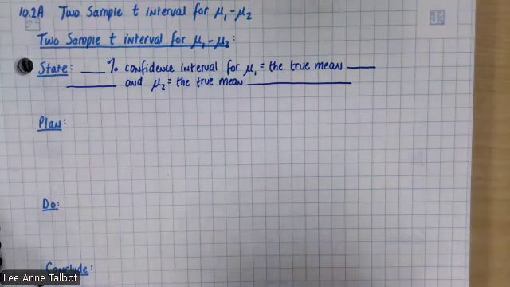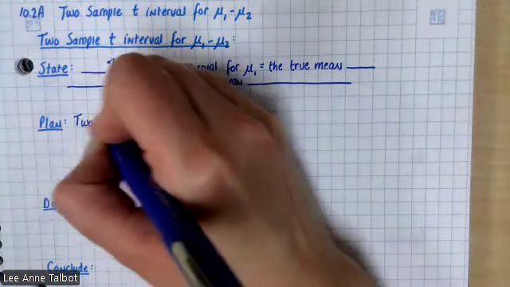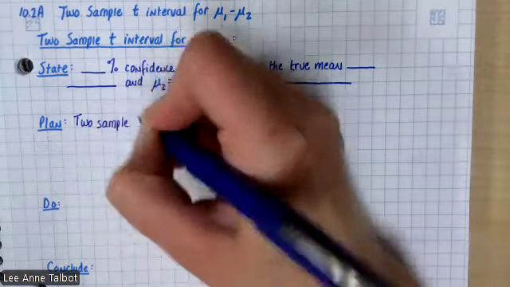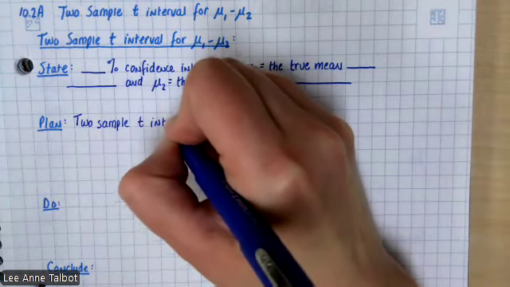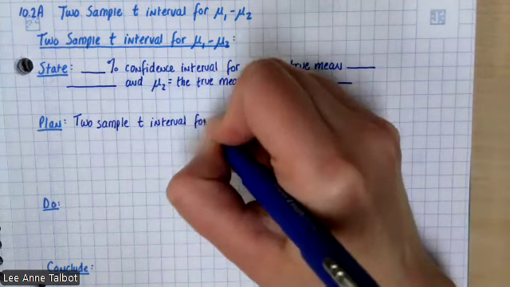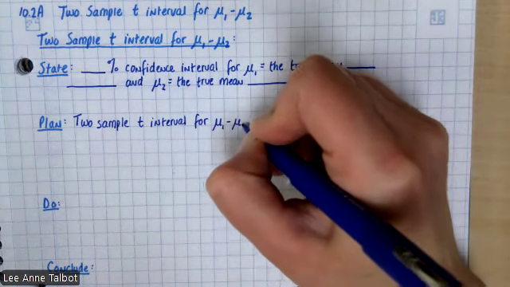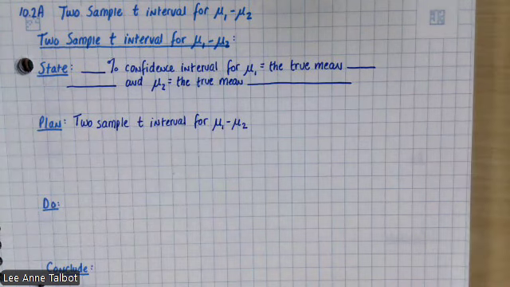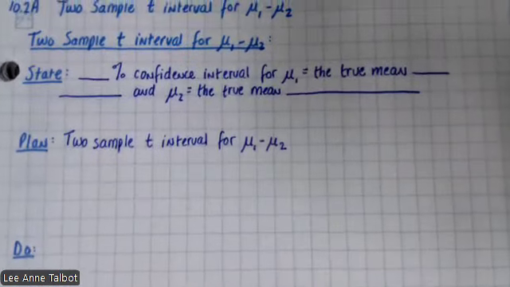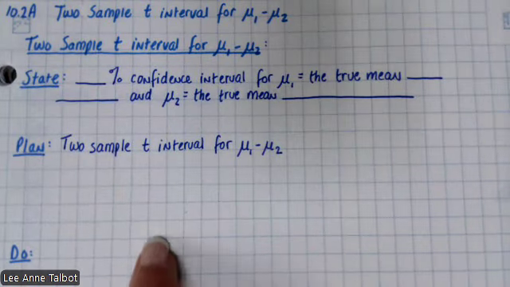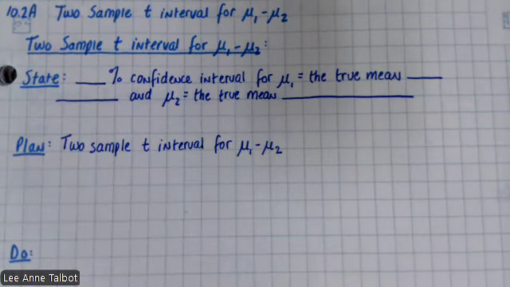Okay, plan. The first thing we're going to do is say what we're doing. Two sample T interval for mu1 minus mu2. Okay, why are we doing T and not Z? Proportions, right? So these are means. Means problems, you have to have the population standard deviation to do it, which you won't have. So you have to go to the T.